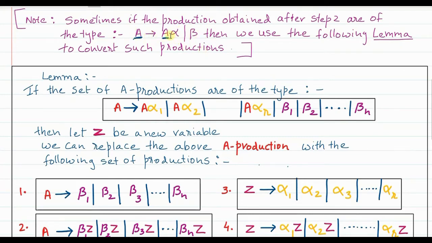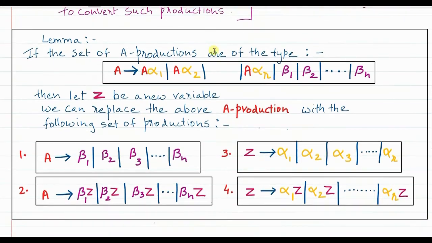Then what is alpha? After the first symbol, capital A, whatever remains in that term will be treated as alpha. Whereas the other terms wherein there is no capital A in the beginning will all be considered as beta. We will see this. So remember, if the productions are of the form A gives A alpha or beta, then we use the following lemma to convert such productions. And the lemma is very simple.